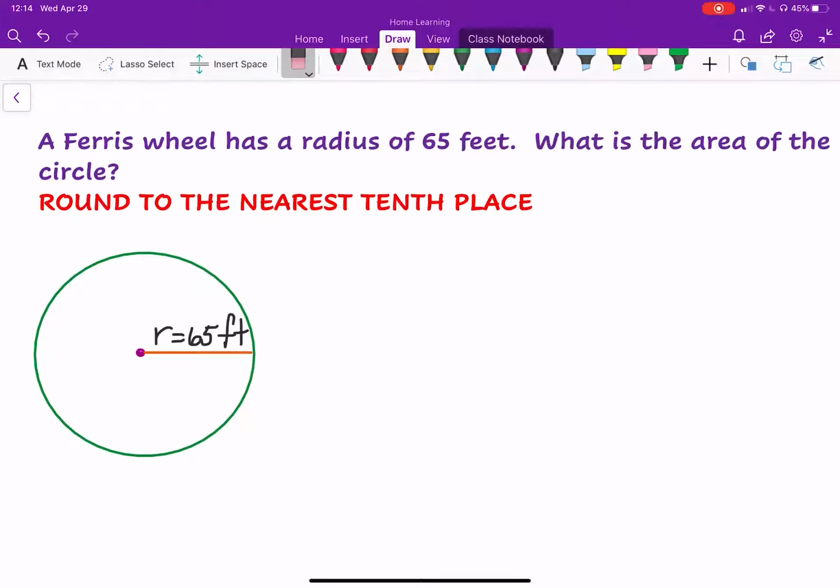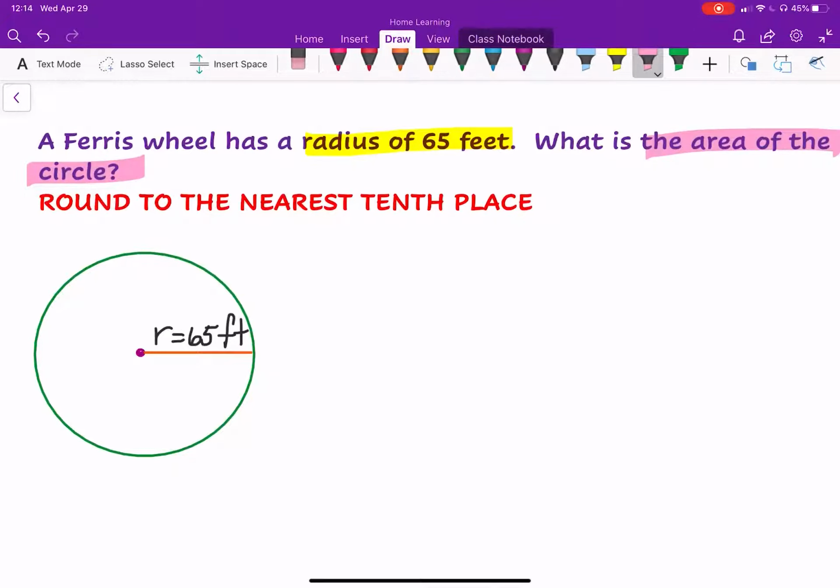Alrighty, here we have an area problem for circles. It goes as follows. A Ferris wheel has a radius of 65 feet. What is the area of the circle? All right, so let's highlight important information. We are given the radius, which is equal to 65 feet, and we're being asked to find the area of the circle.